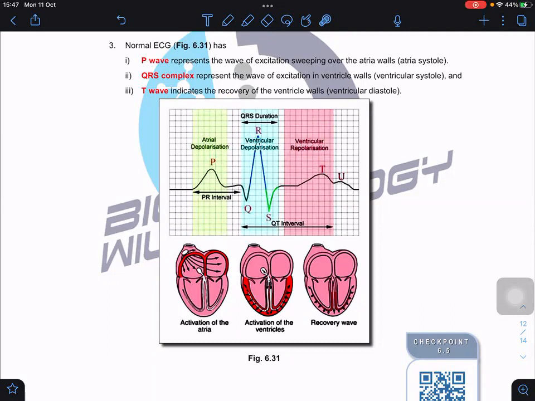I won't be able to explain more. I'm not specialized in cardiology, I mean I'm not a cardiologist, and definitely I won't be able to interpret these electrocardiograms. In future, when you become a cardiologist, then you will interpret more ECGs.